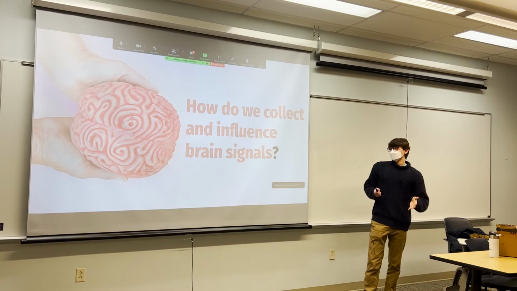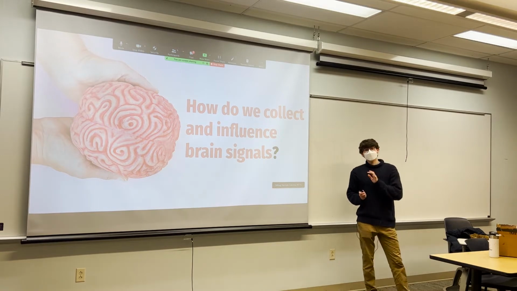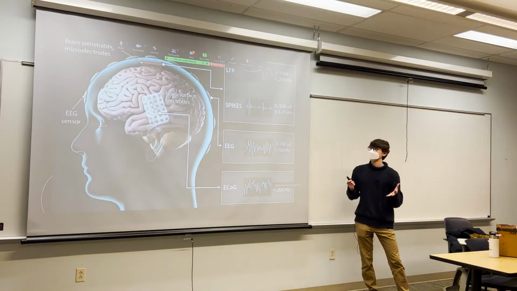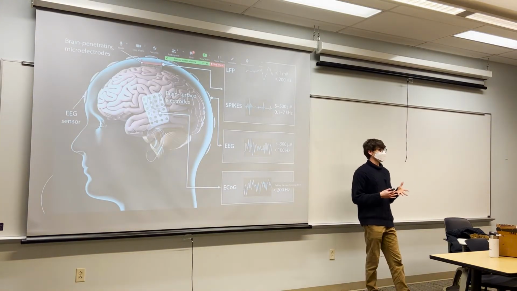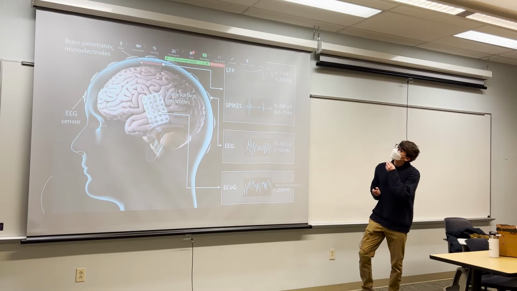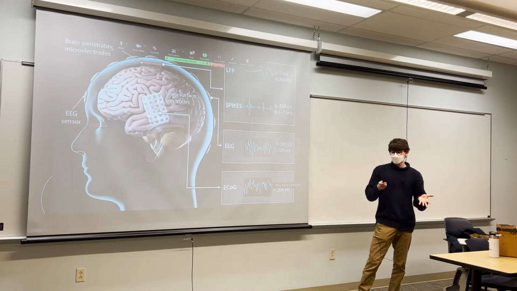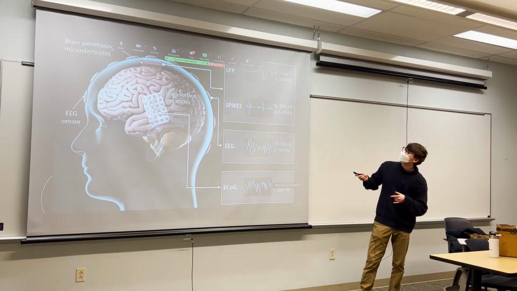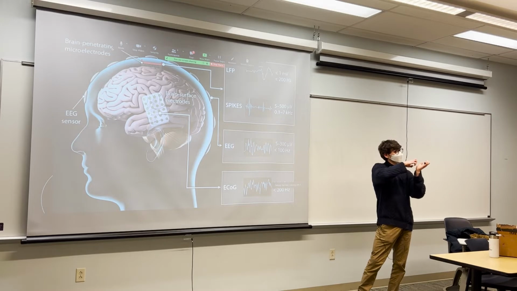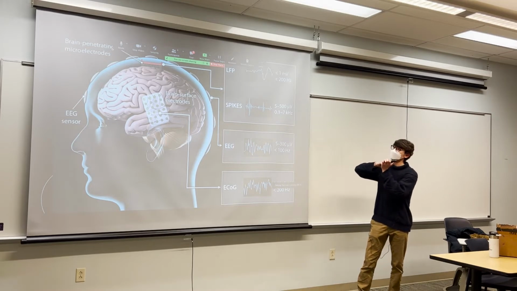So how do we collect and influence these brain signals? This part might be a little bit of a review just for you being in the club, but these are just a quick overview of some of the technologies that can be used. You have devices that are completely invasive, like microelectrode arrays, which are up here on the top. This is underneath the skull, and this is actually penetrating brain tissue. So these are tiny little electrodes.